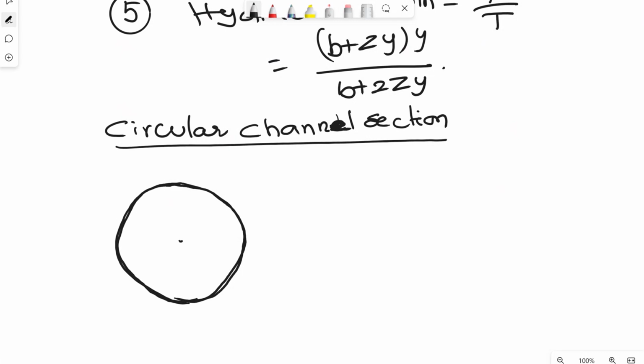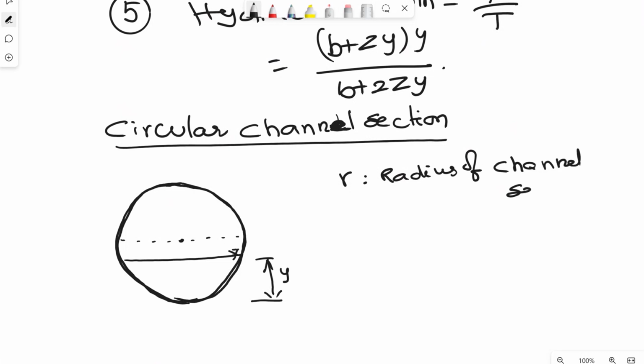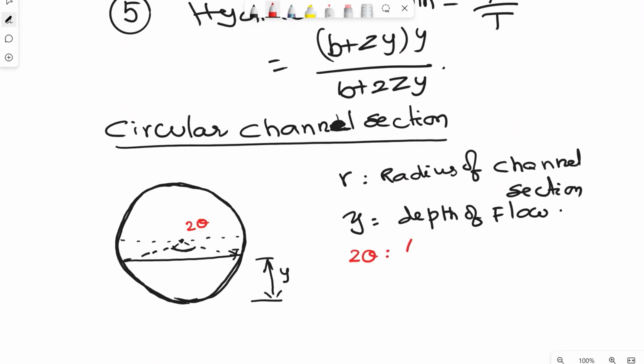If you take this, this is the center, right? Center of it. Now let me take this as the water level. This is Y. First, let R be the radius of the channel section. Y is the depth of flow. This is the second point. What is the angle subtended at the center? This angle is 2 theta. 2 theta is the angle subtended at the center.